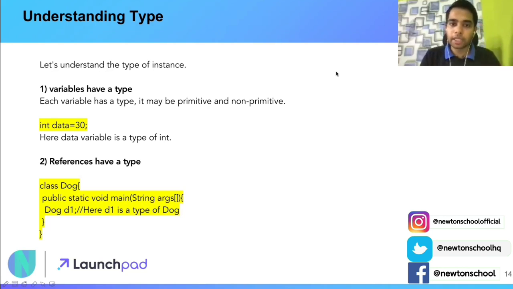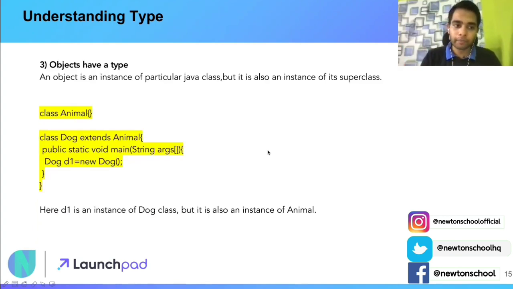Second example is references. References also have their type. Consider the example here. I've created a class Dog, and then in the main function I define Dog d1. So d1 is a reference to Dog, or d1 is an object of type Dog. So the type of d1 is what? The type of d1 is Dog.